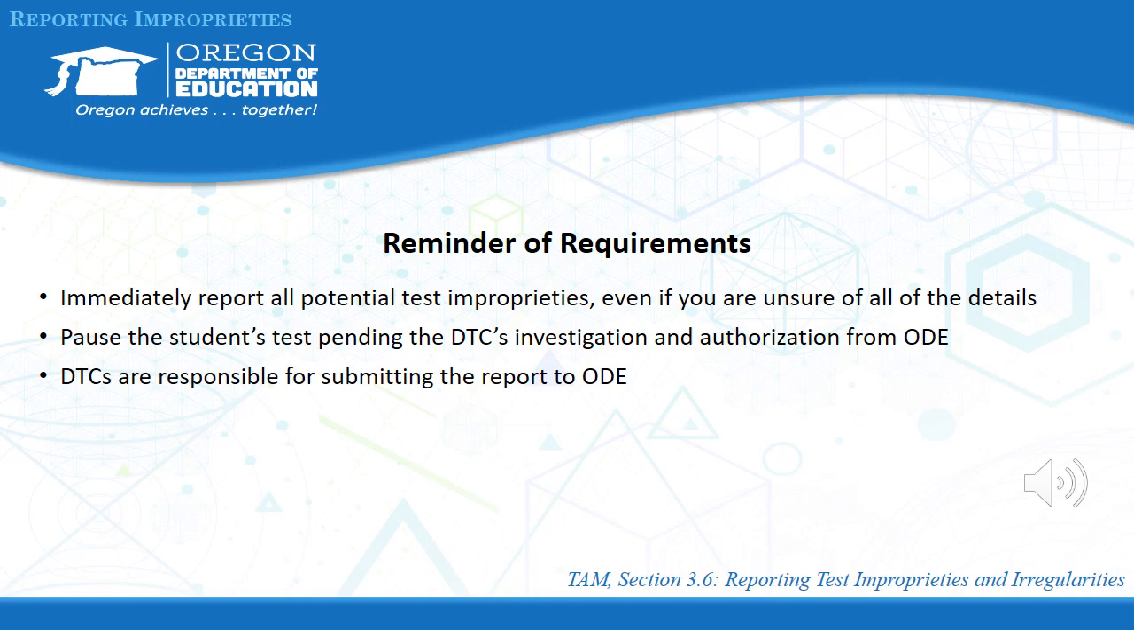Immediately pausing tests impacted by a potential test impropriety or irregularity and not resuming testing before the DTC's full investigation and confirmation from ODE regarding the outcome mitigates impact on students. In some cases, allowing a student to continue testing before resolving the issue can significantly limit the options available to that student. Resuming testing before resolution can make the difference between whether the tests impacted can be reset and remain valid, or must be invalidated and that testing opportunity lost to the student or students.